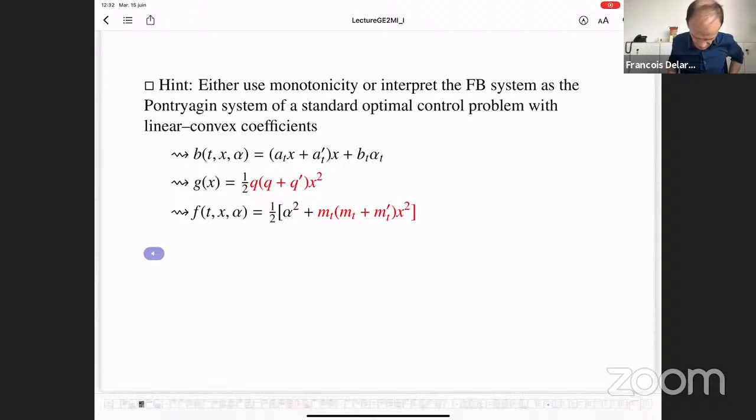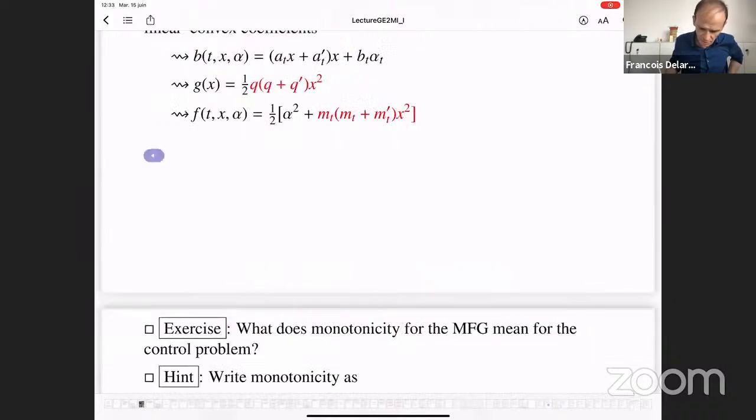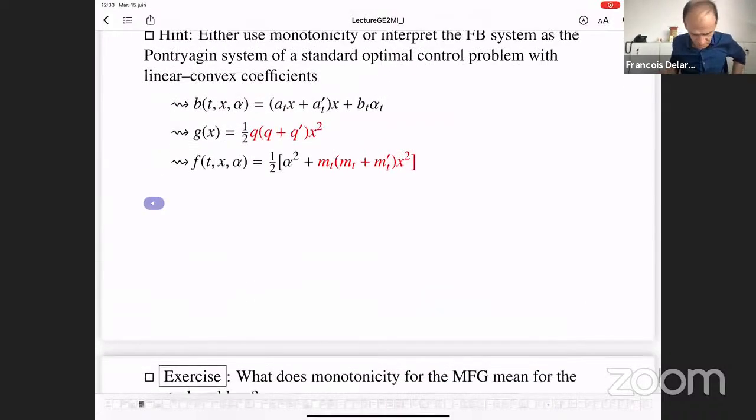No, there is no answer in the, oh no, I told you the way to prove that this was well posed. Yes, the argument is to say that when you have a forward backward system of this type, exactly as the one you have here at the bottom of the slides, you can regard this as the Pontryagin system of a completely standard optimization problem.